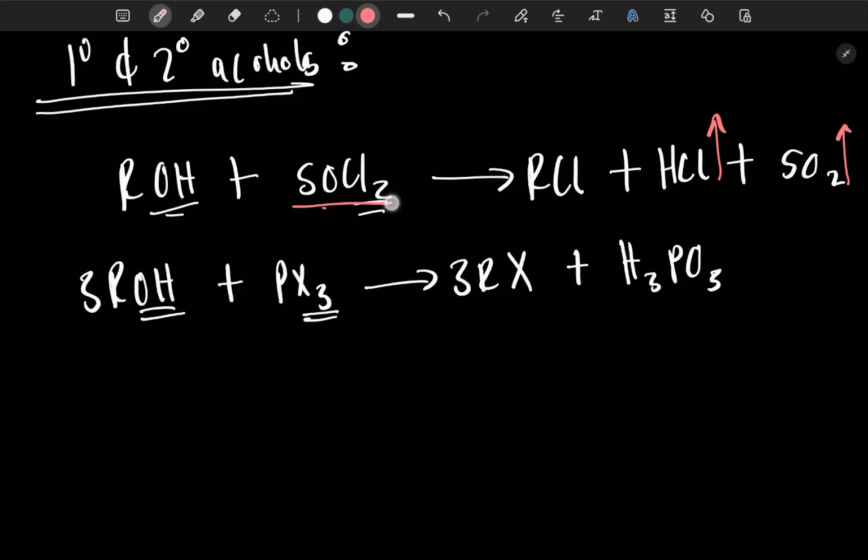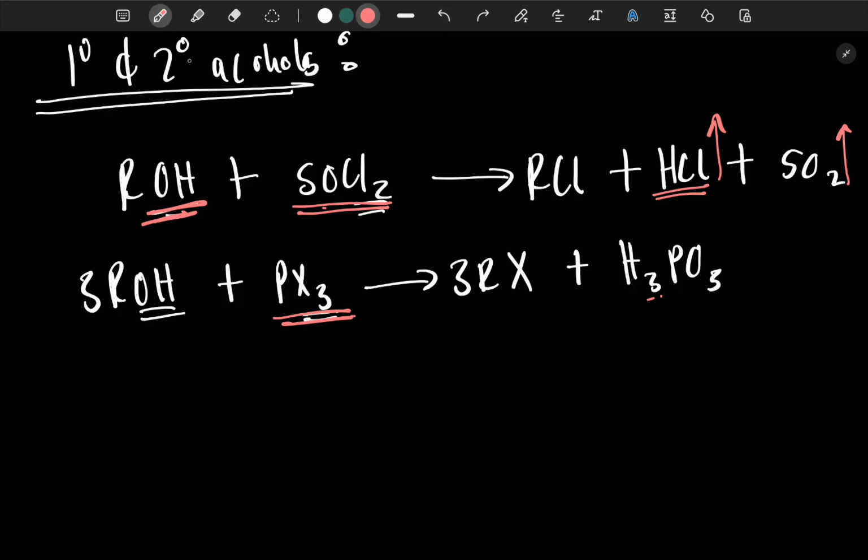Now, what you must know is that here I used SOCl2 and here I used PX3. When I used SOCl2, the OH went and the Cl came, of course from group 7, and the byproducts were HCl and SO2. Here the byproduct was H3PO3.